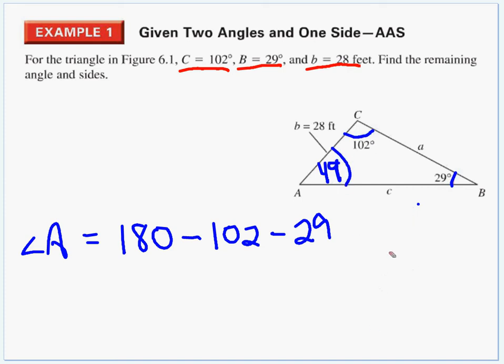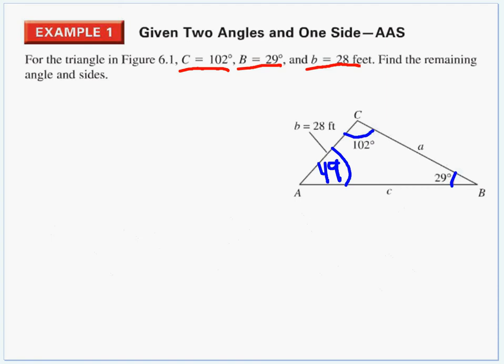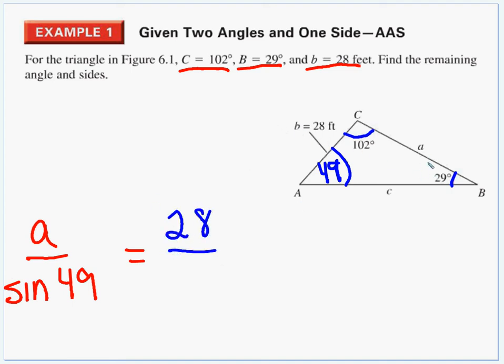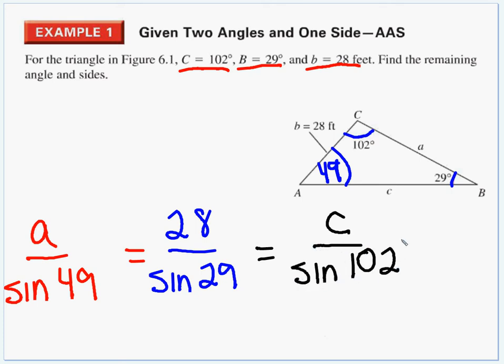All right, let's set up the law of sines. So the first one is A over sine of A. Here's side A. We don't know what it is, so that's just A. But we know angle A is 49 degrees, so that's going to be the sine of 49. And that is exactly equal to B over sine of B. Well, we know what B is. B is 28, and then angle B is 29, so this will be the sine of 29. And then that is exactly equal to C over the sine of C. C we do not know, but angle C is 102, so this is going to be the sine of 102 degrees.